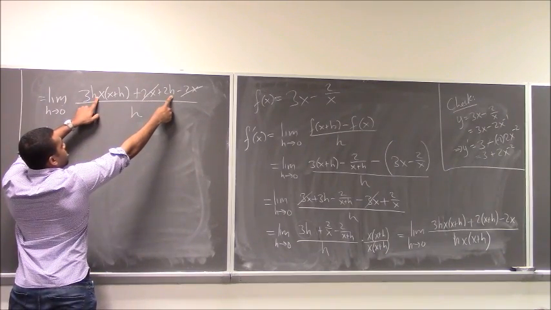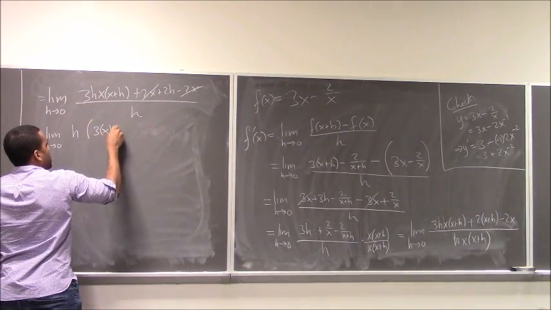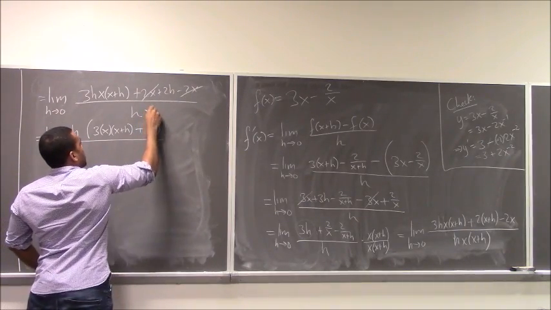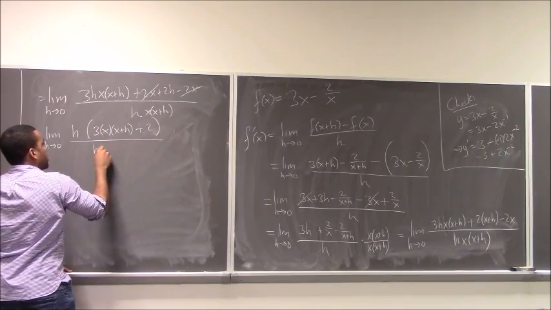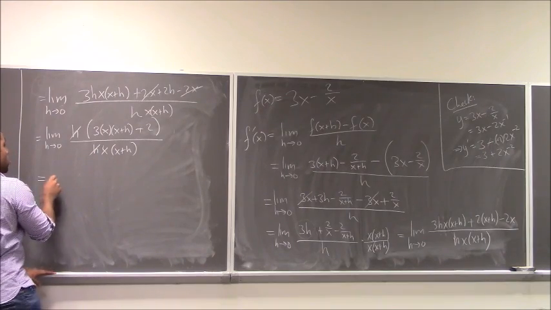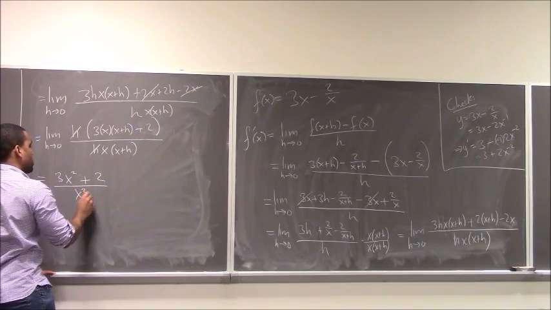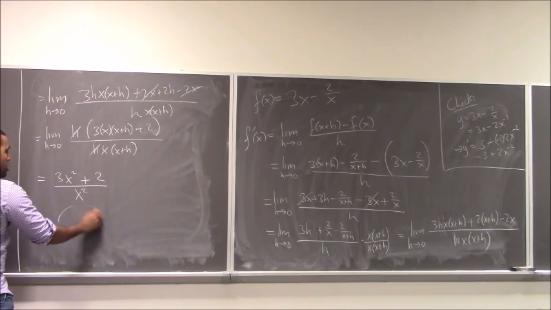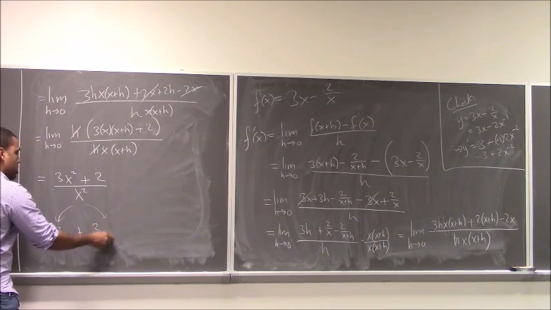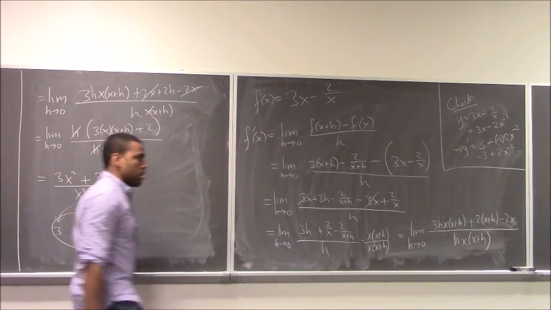And h is a common term at this point that I could factor out. I have 3x times x plus h, plus 2, all over x times x plus h. The h is cancelled. And I can plug in h equals 0, and I would get 3x squared plus 2 all over x squared. Which again, at this point you can split the fractions up if you wanted, and get 3x squared over x squared plus 2 over x squared. You get the same thing eventually. So this step would look a little different, but it's not that much different.